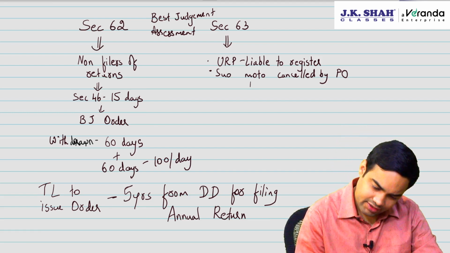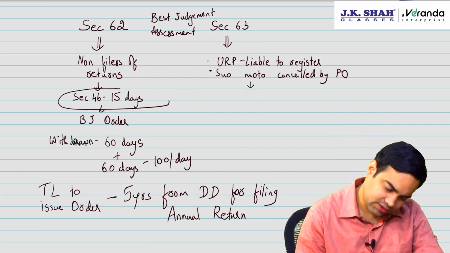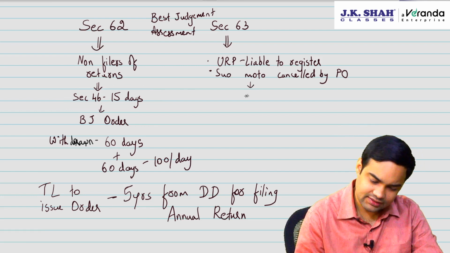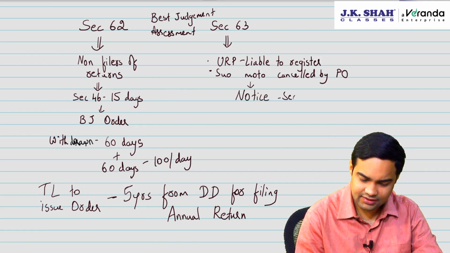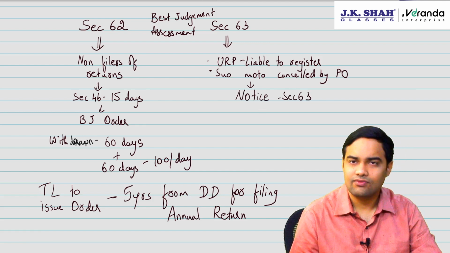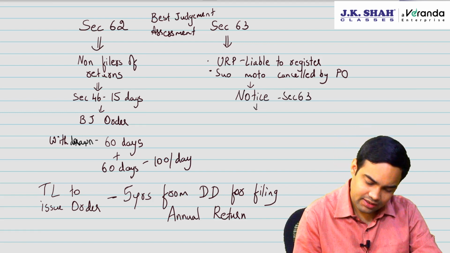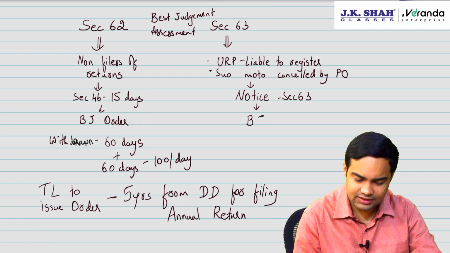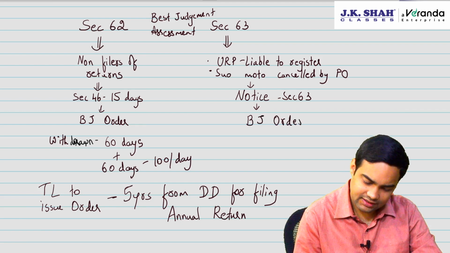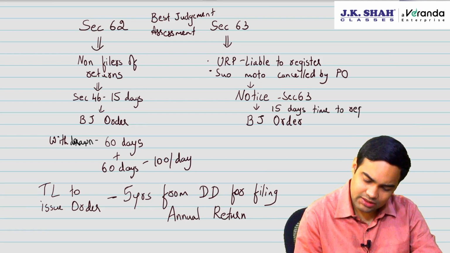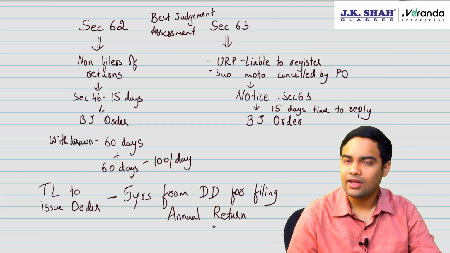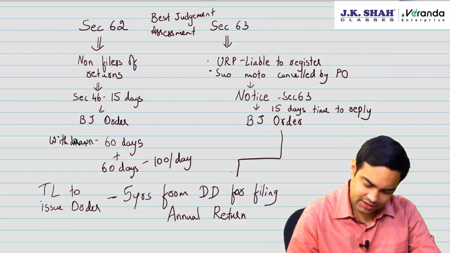Same way, even here, as a notice is already issued under section 46, here a separate notice will be issued under section 63. Once a notice is issued, 15 days time will be given to reply. If the reply is not satisfactory, then the best judgment order will be passed. Again, the time limit remains the same.